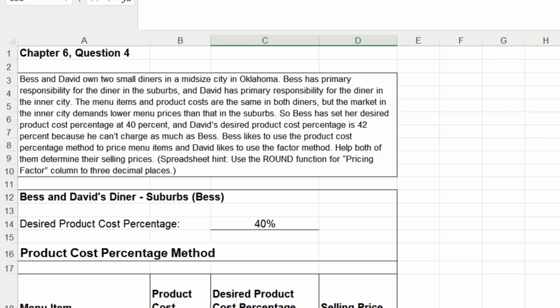So Bess has set her desired product cost percentage at 40%, and David's desired product cost percentage is 42% because he can't charge as much as Bess. Bess likes to use the product cost percentage method to price menu items, and David likes to use the factor method. Help both of them determine their selling prices.